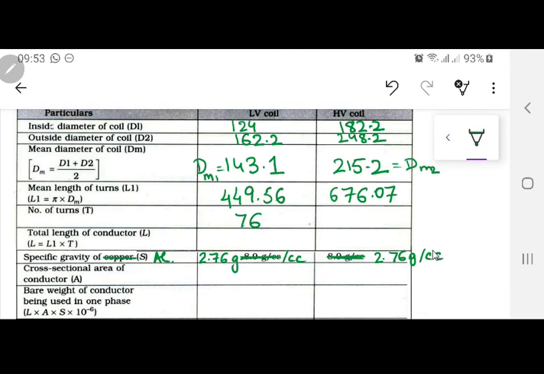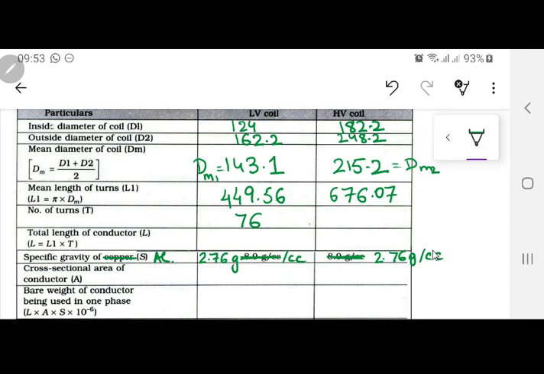Look, our winding is in 2 layers for low voltage, okay, and certainly there is some insulation also in between it. So we are not taking the internal radius separate and then finding out its length or whatever. We are trying to take the whole winding, take its mean length, and for that mean length we have a mean diameter. That mean diameter is over here 143.1 for the low voltage coil, and for the high voltage coil it is 215.2.